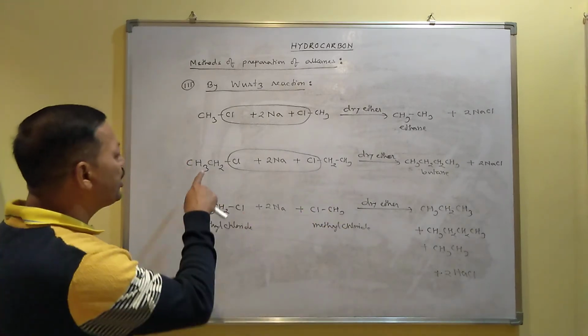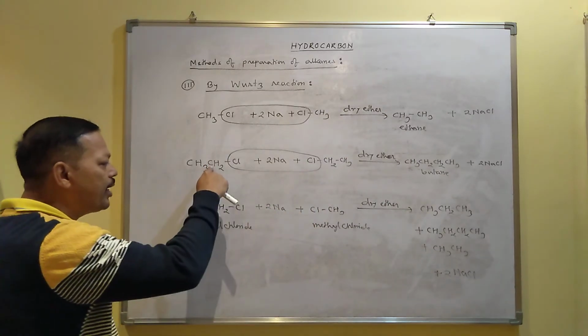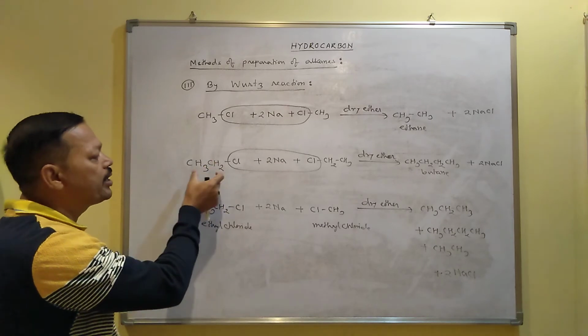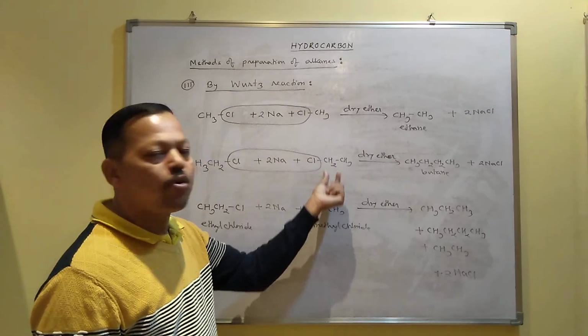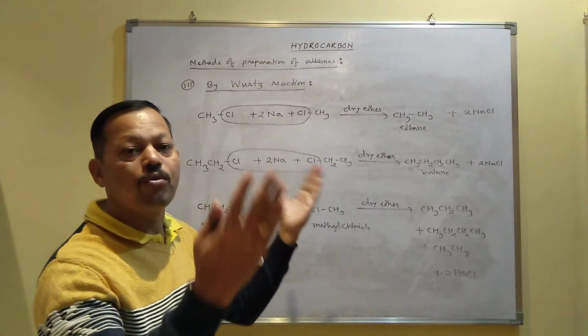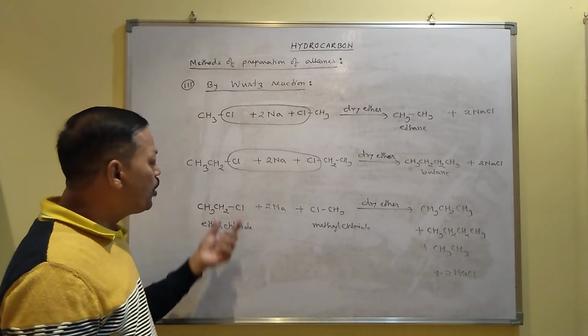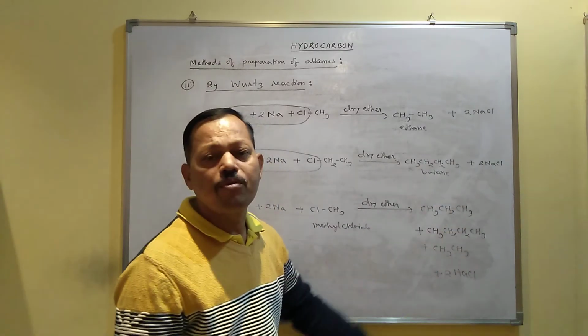But here ethyl when combined with ethyl, they produce butane. Ethyl when combined with another ethyl from its own molecule, then also it produces butane. So there is no possibility to form another alkane. But when you take different haloalkanes, when you take different alkyl halides, you will get different types of alkane.